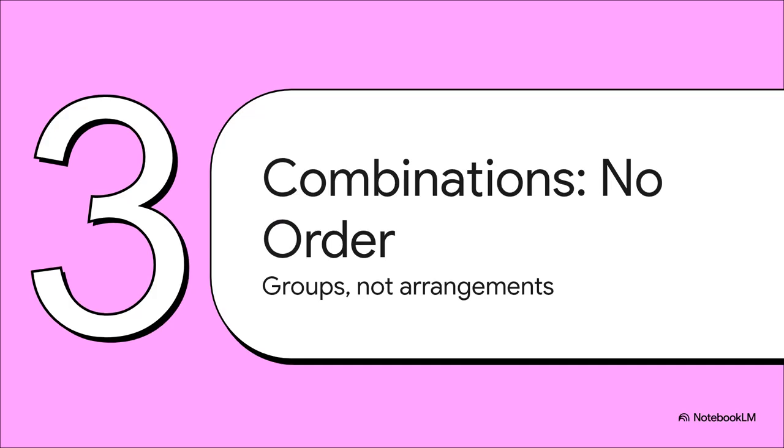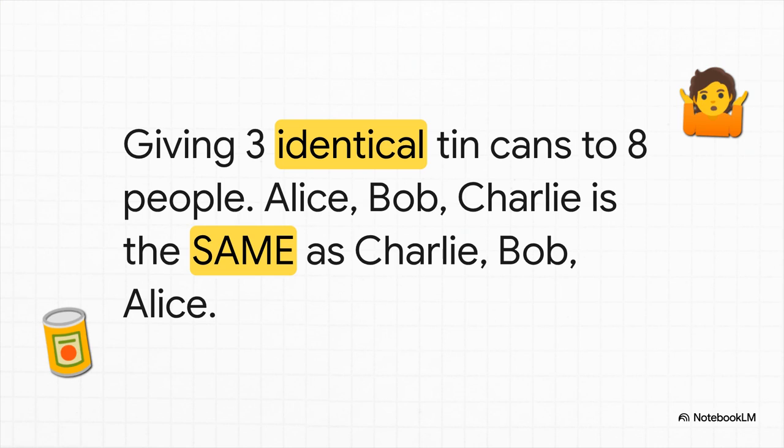Okay, so if permutations are all about strict arrangements, combinations are, well, they're the laid-back opposite. With combinations, we don't care about the order at all. We just care about who ends up in the final group. Think picking players for a team or toppings for a pizza. Let's go back to our 8 contestants.